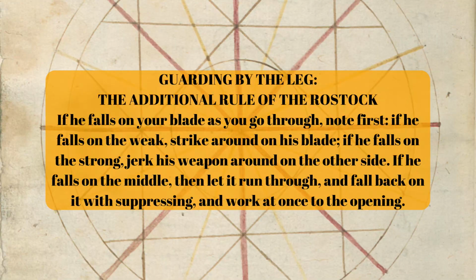So let's go ahead and take a look at this rule. The additional rule of the Rostock. If he falls on your blade as you go through, note first, if he falls on the weak, strike around on his blade. If he falls on the strong, jerk his weapon around on the other side. If he falls on the middle, then let it run through and fall back on it with suppressing and work it once to the opening.